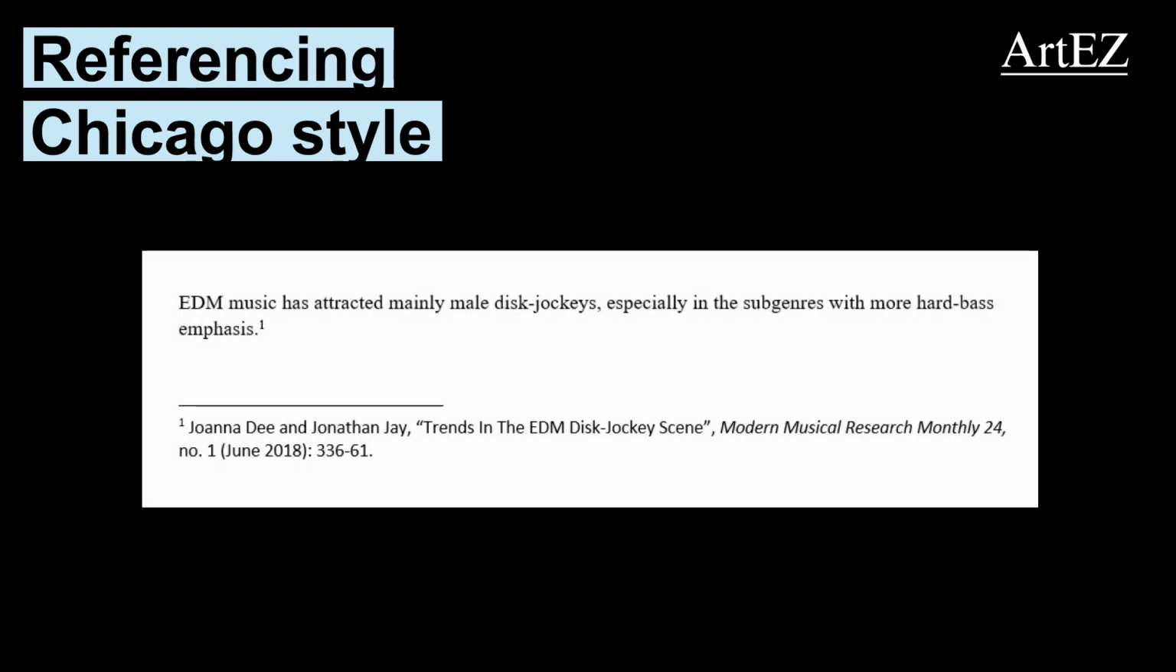Let's look at the same example we used in the previous part about APA. EDM music has attracted mainly male disc jockeys, especially in its subgenres with more hard bass emphasis.1 As you see, we inserted a small numerical note at the end of the sentence here, which is great for readability. Now, we need to insert a footnote at the end of the page with some details about the used source. These details differ per source type, so we highly encourage you to be specific and consult the Chicago Manual of Style online.